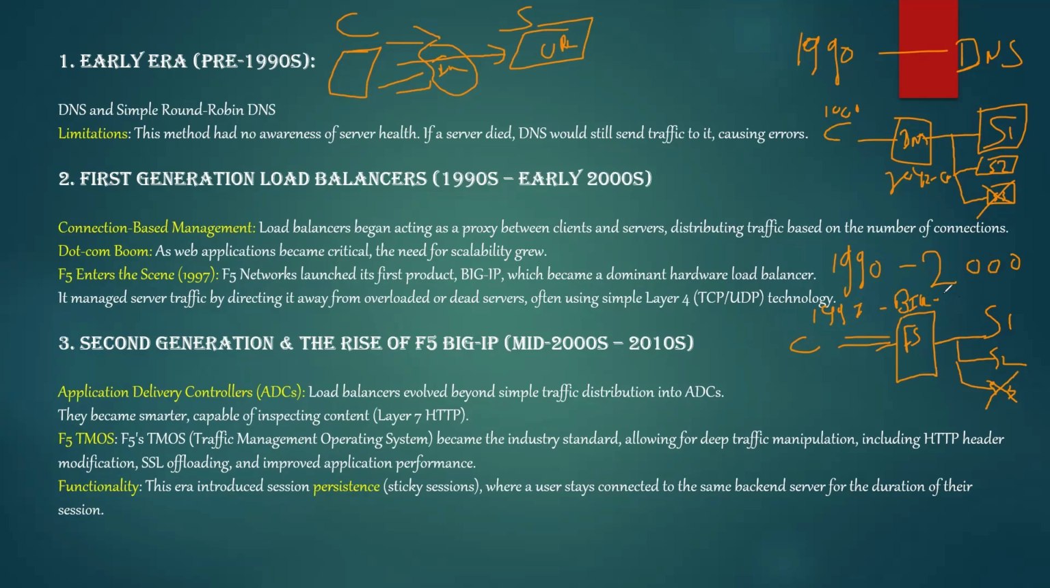It manages server traffic by directing it away from an overloaded server. It often uses layer 4 TCP and UDP technology. This is the most important thing. It uses layer 4 of the OSI reference model. Layer 4 is nothing but the transport layer. It has two protocols, TCP and UDP.